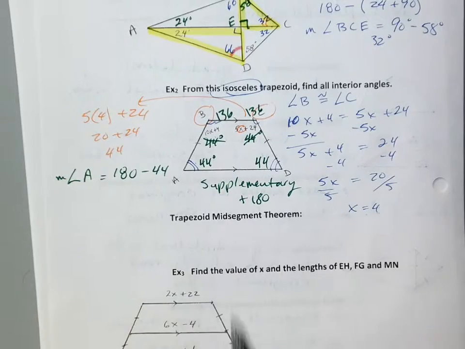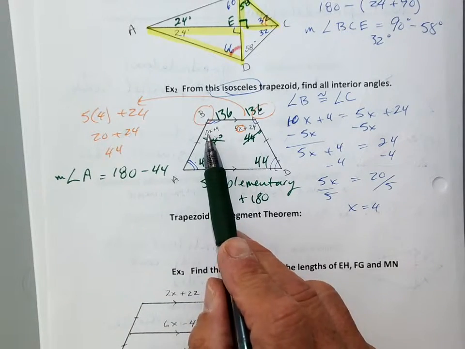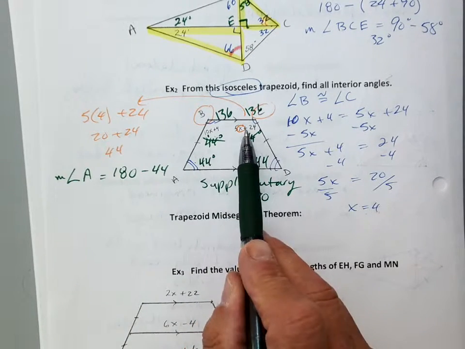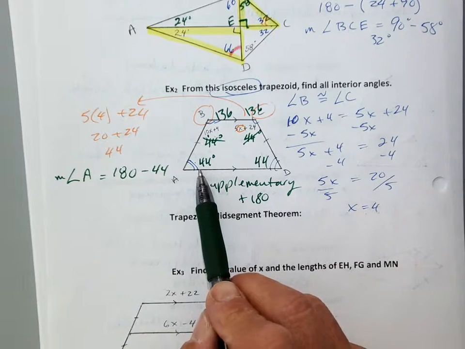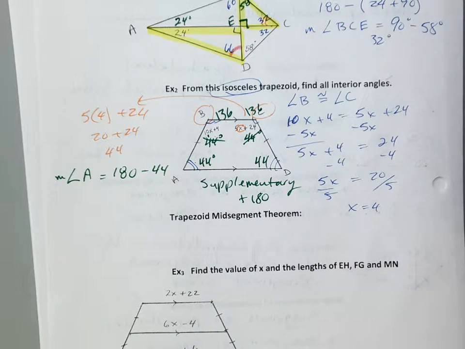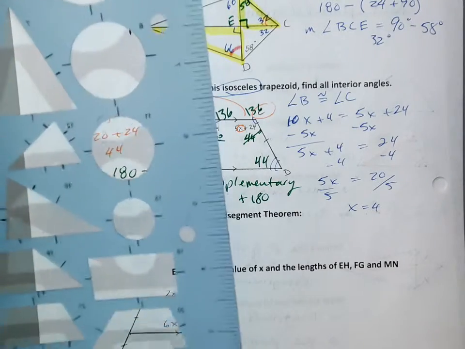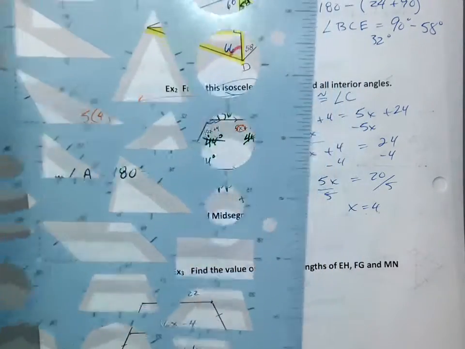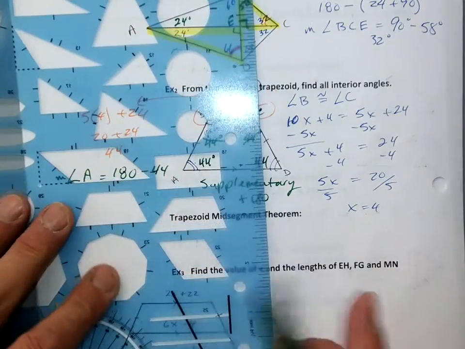Anyway, I probably need to rewrite this because this 10x plus 4 should be here, and 5x plus 24 should be here, because that looks more like 44 and 136. That's all right, no big deal. The math is still the same. Sorry about that, I don't want to confuse you. I should have drawn this problem like this.